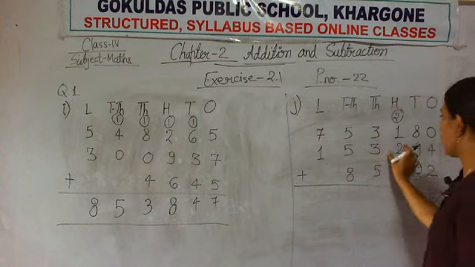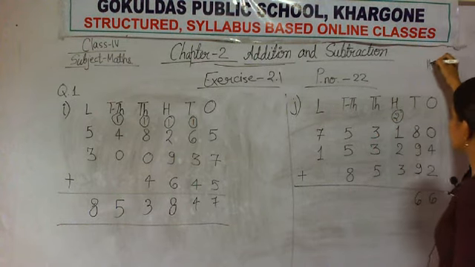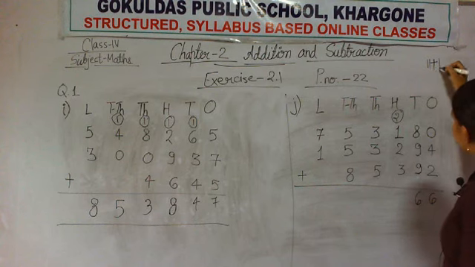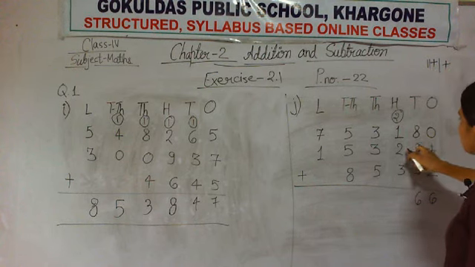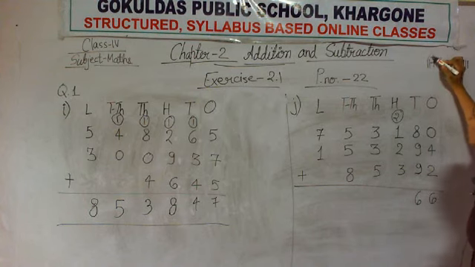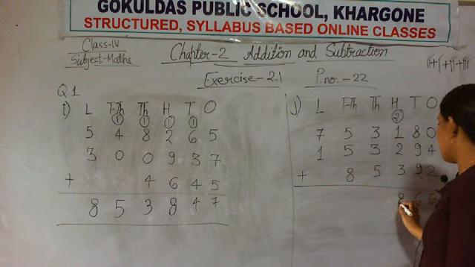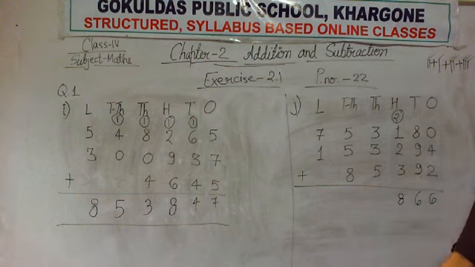Now in hundreds column, you see that 4 digits are there. First number is 2, so draw 2 sticks. Plus second number is 1, so draw 1 stick. Plus next number is 2, so draw 2 sticks. And the next number is 3, so draw 3 sticks. Now count 1, 2, 3, 4, 5, 6, 7, 8. Total how many sticks? 8. So write 8 at hundreds place.